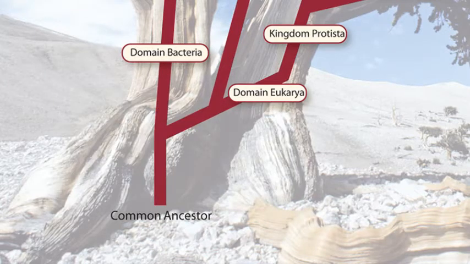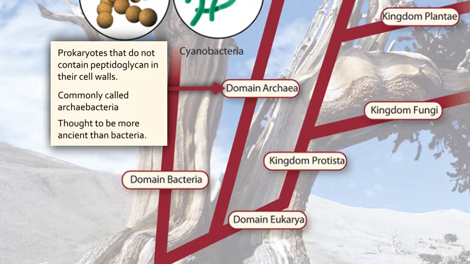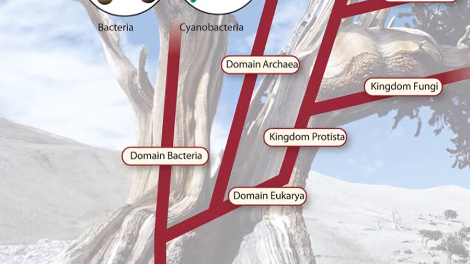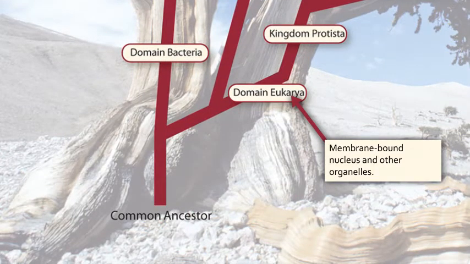Domain archaea are prokaryotes that do not contain peptidoglycan in their cell walls. Organisms in this domain are commonly called archaebacteria. This is because the species in this domain are thought to be more ancient than bacteria, but more closely related to eukaryotic ancestors. Domain eukarya are cells with a membrane-bound nucleus and other membrane-bound organelles.